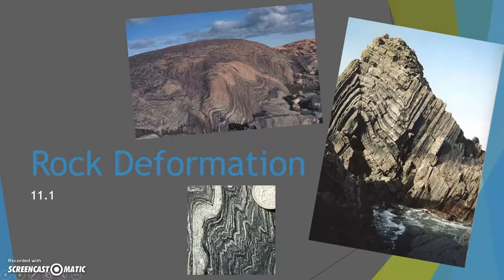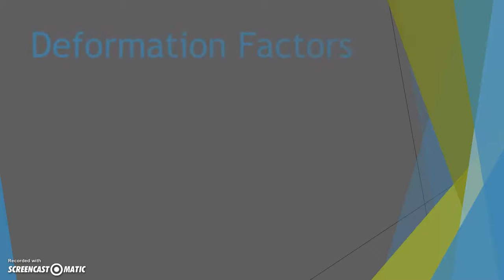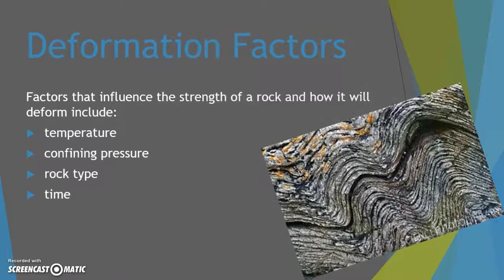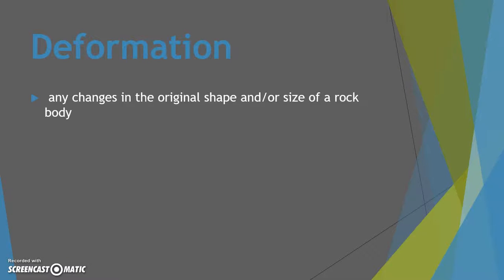Chapter 11, Section 1, Rock Deformation. Deformation factors that influence the strength of a rock and how it changes include temperature, confining pressure, rock type, and time. But before we jump into what those things can do, what exactly is deformation? Deformation is considered to be any change in the original shape and or size of a rock body.